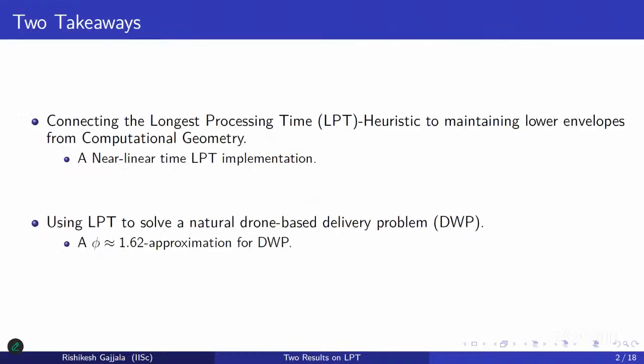So there are two main takeaways from this talk. The first is connecting the popular longest processing time heuristic to maintaining lower envelopes from computational geometry, seemingly different things, and using this with a linear time LPT implementation. And the second result is that we prove that this LPT heuristic is indeed very good for a natural drone-based delivery problem. And we prove that this gives a 1.62 approximation, which is the golden ratio.